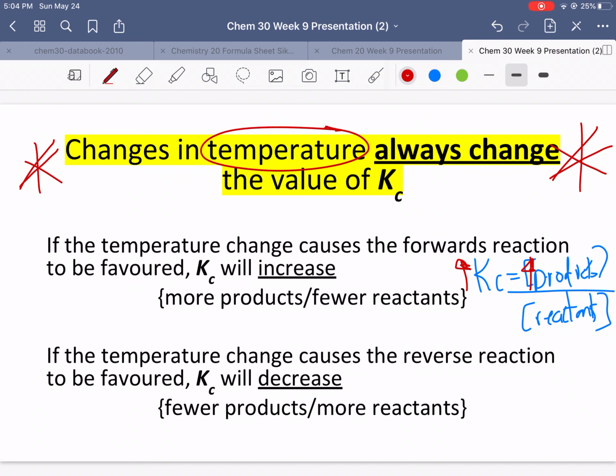This is temperature. Vice versa, if we end up favoring the reverse reaction, so again, the equilibrium constant is the concentration of the products over the concentration of the reactants. If I increase the reactant concentration and it stays there, because this would be a reverse reaction, then the equilibrium constant, in turn, it is an inverse relationship, will go down. Alrighty? So takeaway, if you change the temperature, you will, yes, absolutely, always change the value of the equilibrium constant.